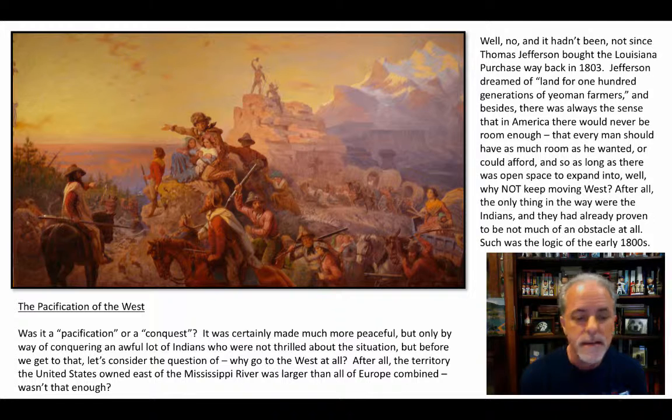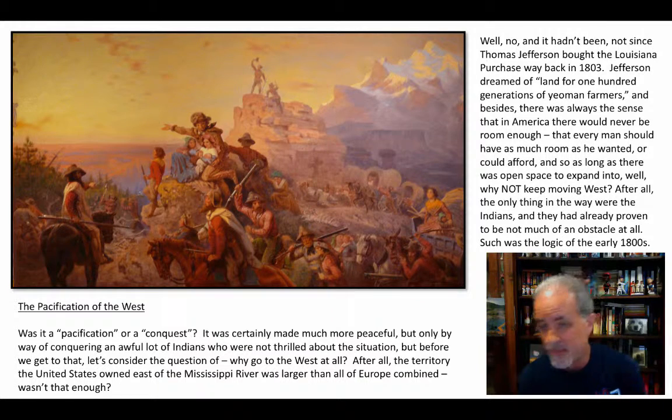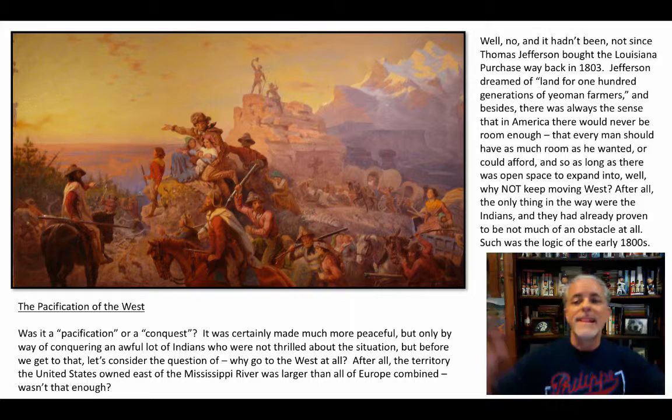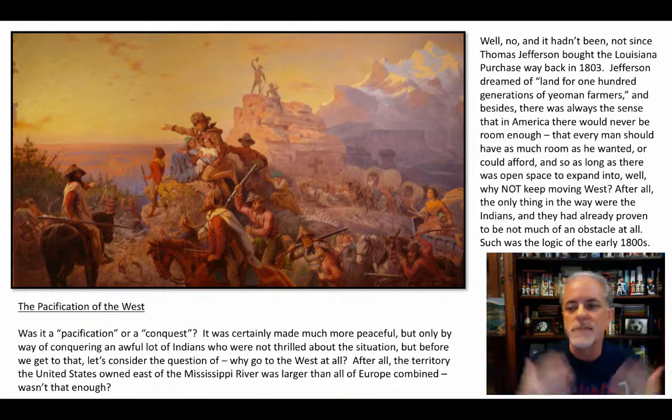But before we get to that, let's consider the question of why go to the West at all? After all, the territory the United States owned east of the Mississippi River was larger than all of Europe combined. I mean, wasn't that enough land? Well, no. And it hadn't been. Not since Thomas Jefferson bought the Louisiana Purchase way back in 1803. Jefferson dreamed of land for 100 generations of yeoman farmers. That was his big line.